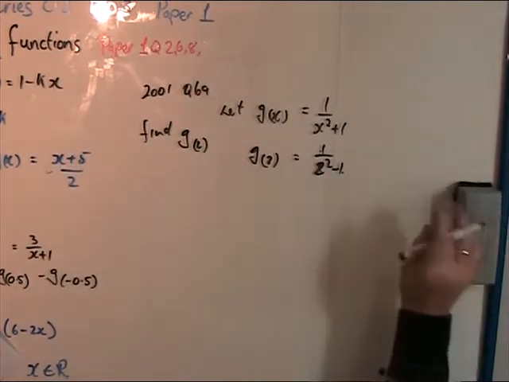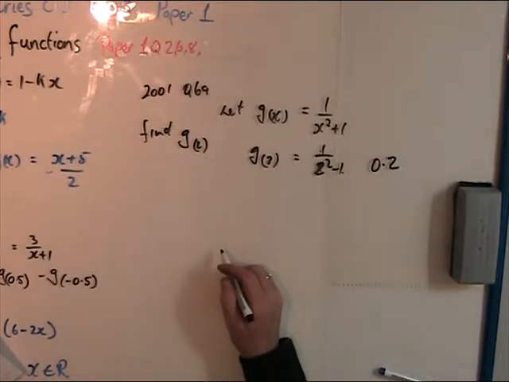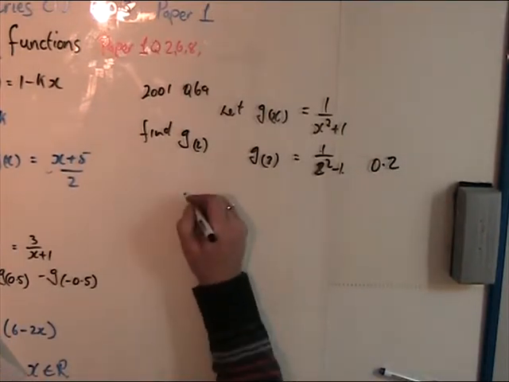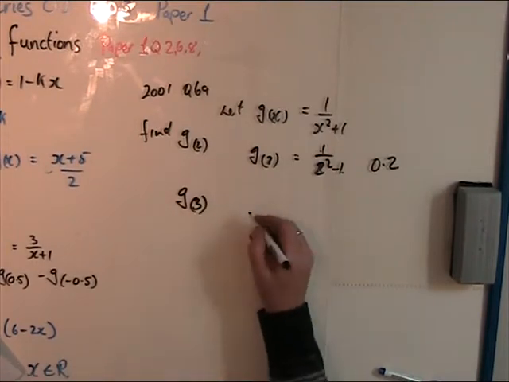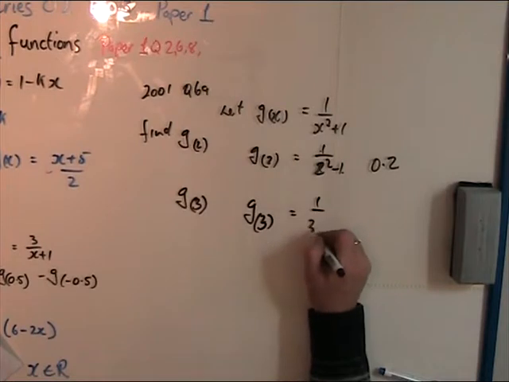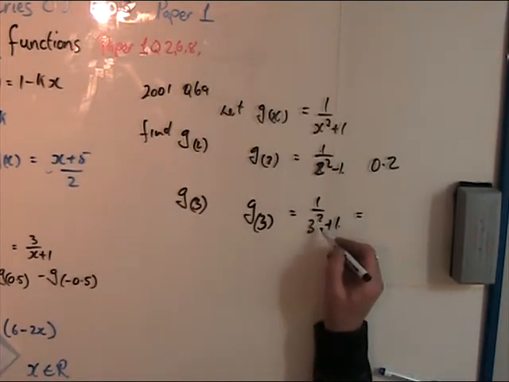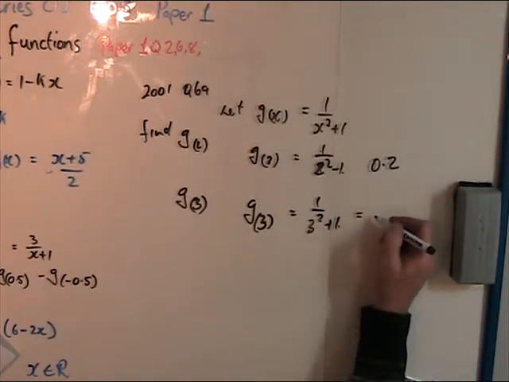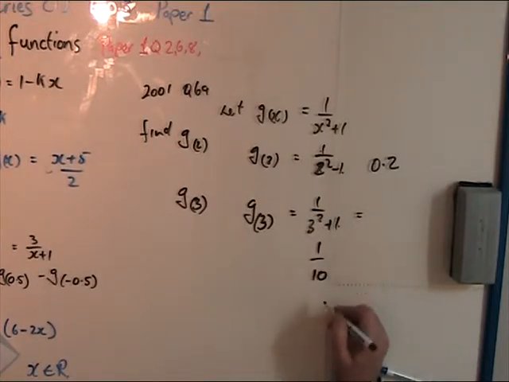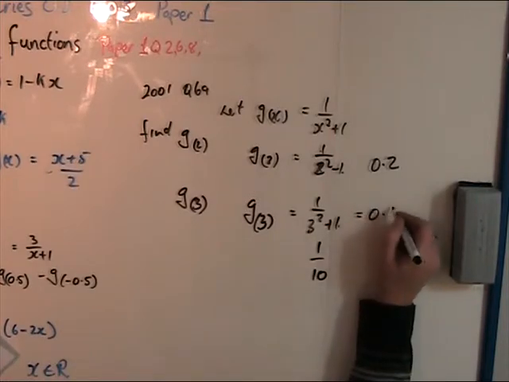Right? So 1 divided by 10 is 0.2. And it says find g of 3. So you do the same thing again. You put 3 in for x and you get g of 3 is equal to 1 over 3 squared plus 1. And the answer to that is 1 over 9 plus 1, which is 1 over 10. 1 over 10 is a tenth, which is what? 10 into 1 goes 0.1.